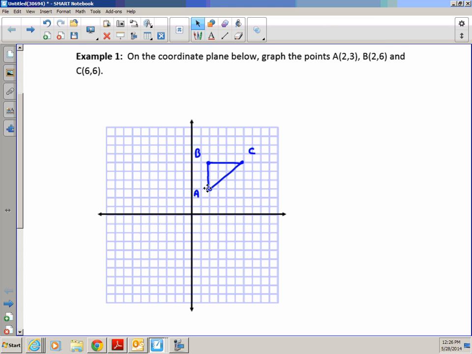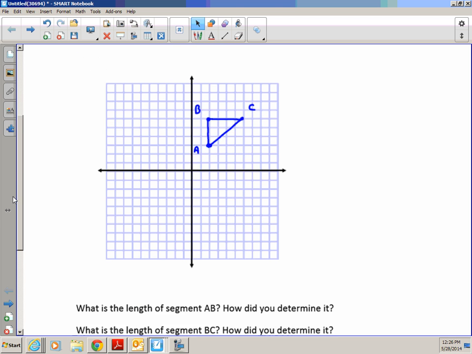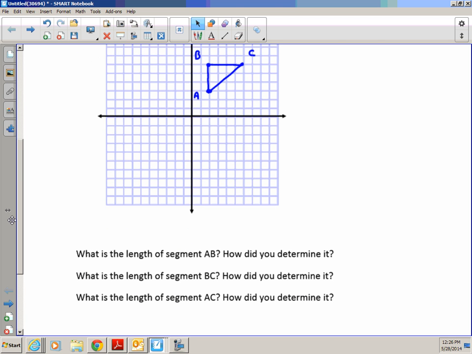Okay, so if you take a look at the first question, it says, what's the distance between line segment AB? Well, it's very straightforward. It's 3 because you just count 3 units. It's a vertical line. Then BC, it's 4. You count 4 units. Now, how do you find the distance of the diagonal?